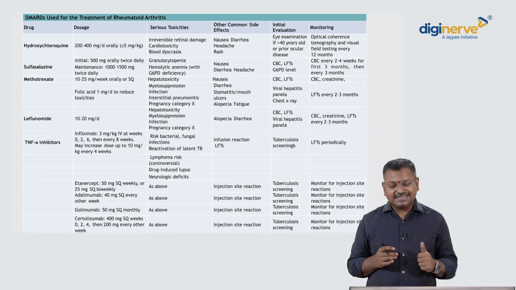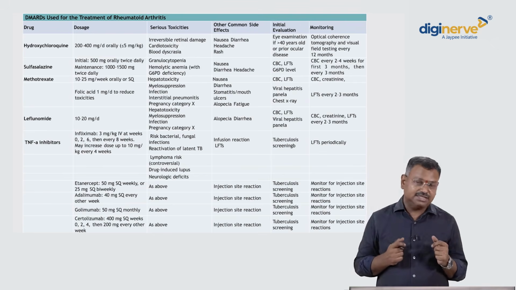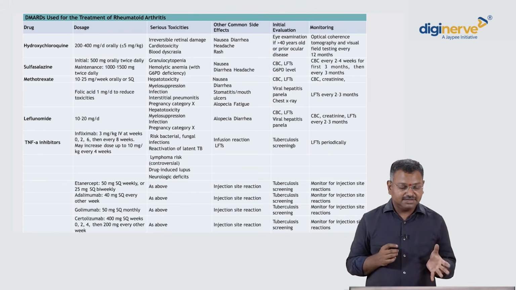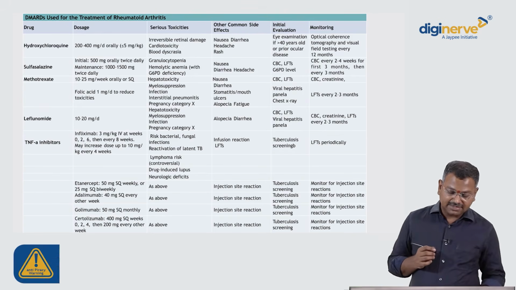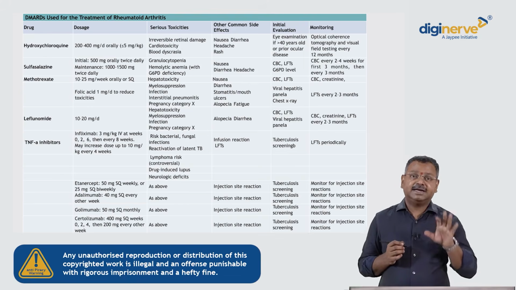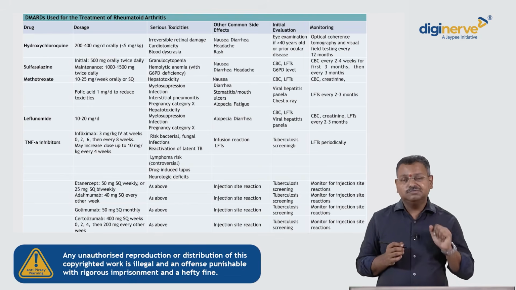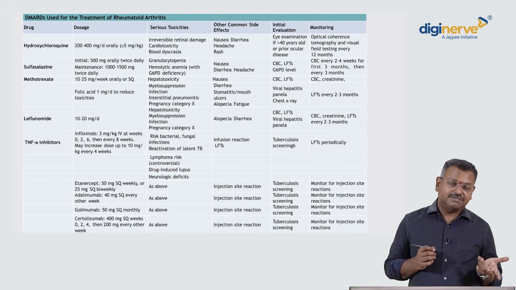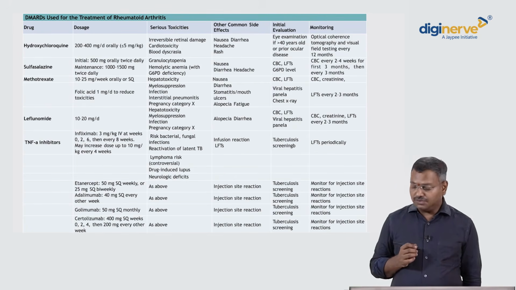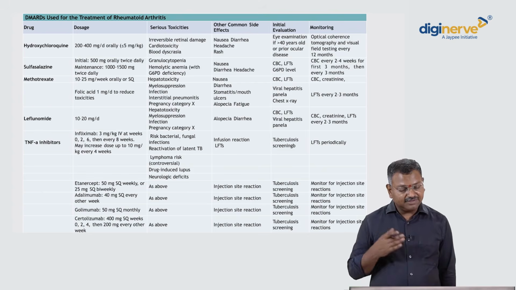Coming to the next category of drugs, the biologicals. The main drugs under that are the TNF-alpha inhibitors: infliximab, etanercept, adalimumab, golimumab and certolizumab. These have to be given parenterally, either subcutaneous or intravenous. Infliximab we give at 3 mg per kg IV on weeks 0, 2, 6 and then every 8 weeks.